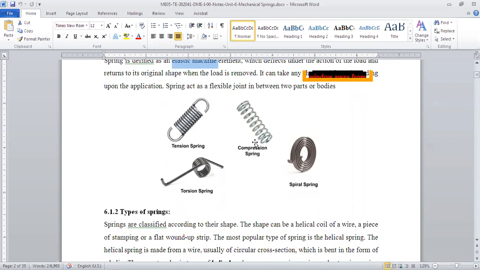I have taken an example. Like there is a tension spring. You have seen these springs in many places, right? Like the tension spring, you must have seen. Can anyone tell me where they have seen the tension spring? Can you guys put in the chat where you have seen the tension spring, the compression spring, the torsion spring, and the spiral spring? I have shown here four types of spring. Can you give me examples in the chat of where you have seen these, the applications of a tension spring, compression spring, torsion spring, and spiral spring?